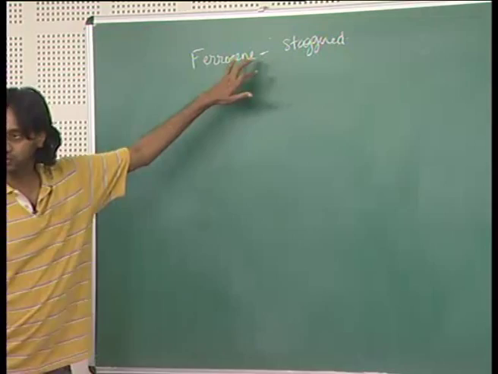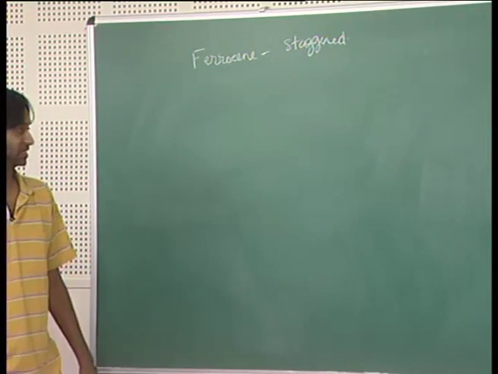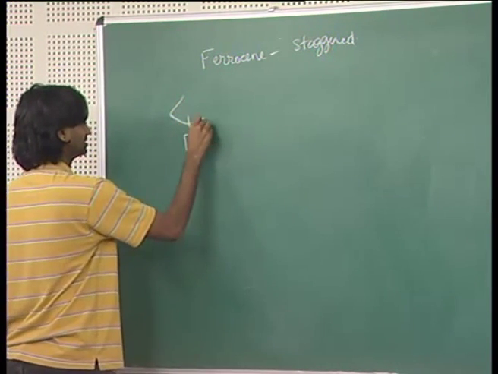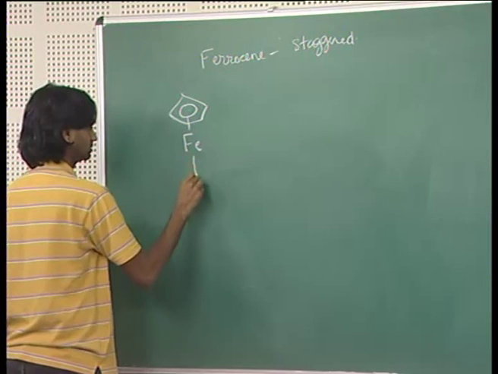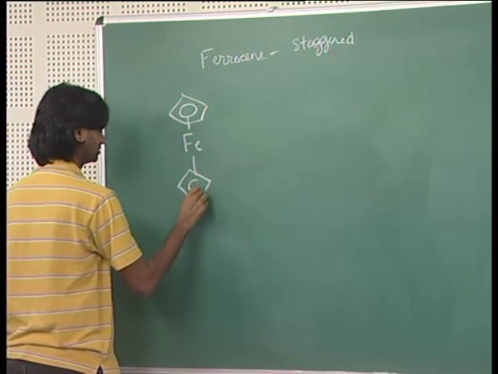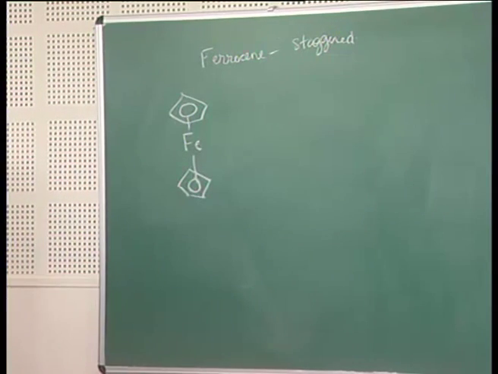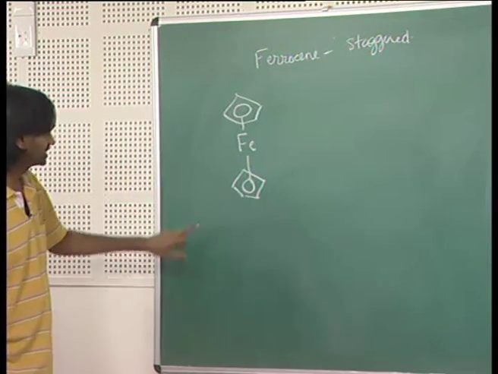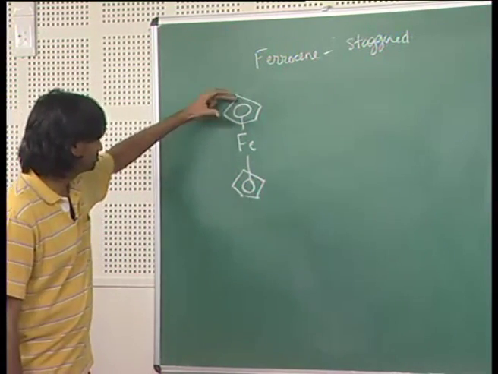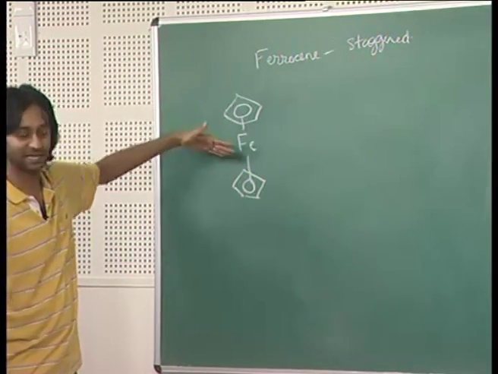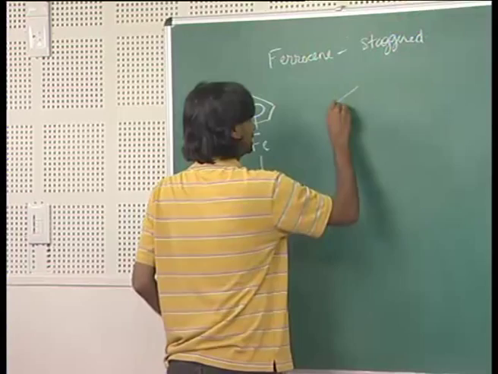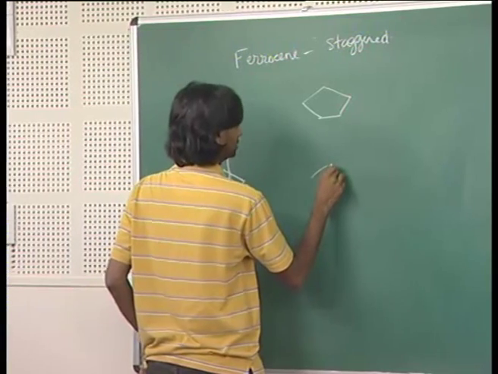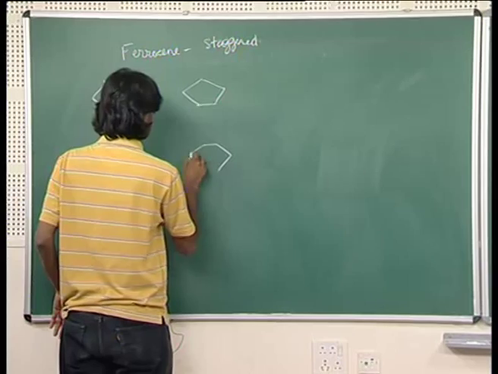So now let's look at the staggered configuration of ferrocene. Now ferrocene, if you remember, the structure was something like this. So this was your ferrocene structure. In the staggered configuration, these two pentagons are not exactly aligned. So the way you would show it is that you would show one pentagon in one direction and the other pentagon in the opposite direction. So you would show something like this.